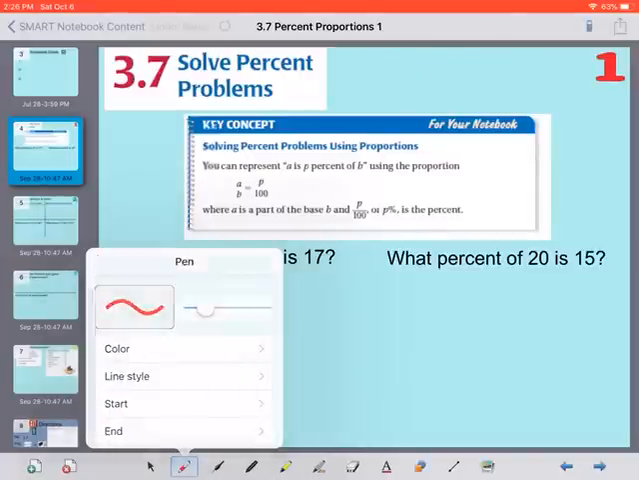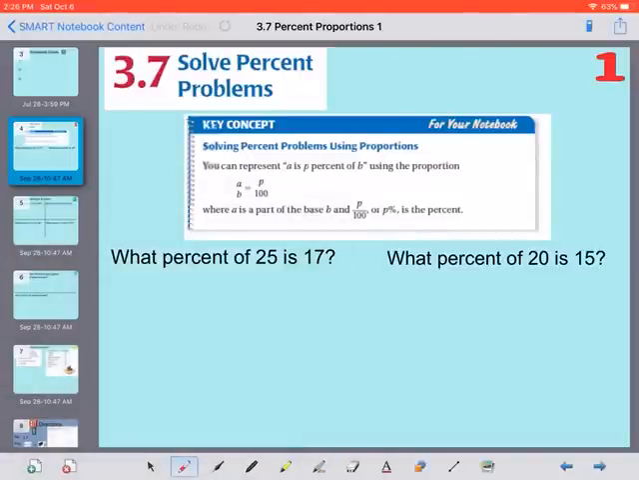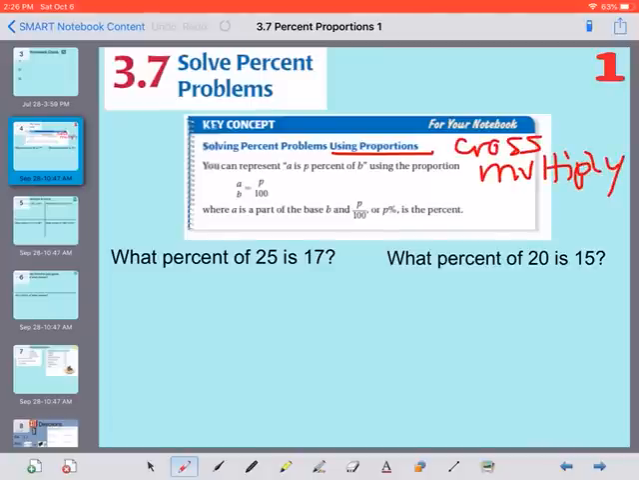Hello, today we are doing percent problems, solving them. We are still using proportions and cross multiplying. So we are going to be looking for either a number or a percent of a number today.